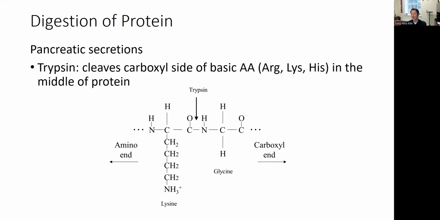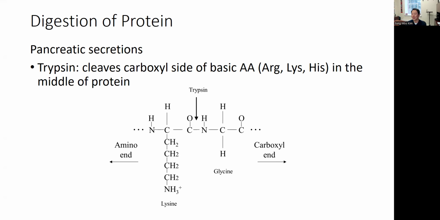An amino acid has a carboxyl end and an amino end. The carboxyl end is on your right side, and the amino end is on your left side. That's the agreement we have in biology. And then we also need to remember the basic amino acids.